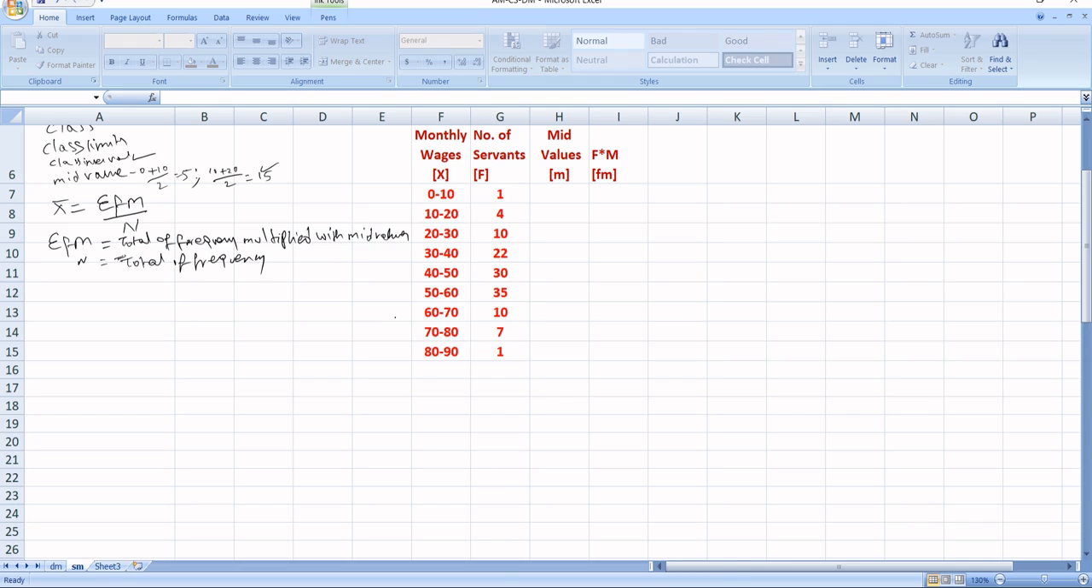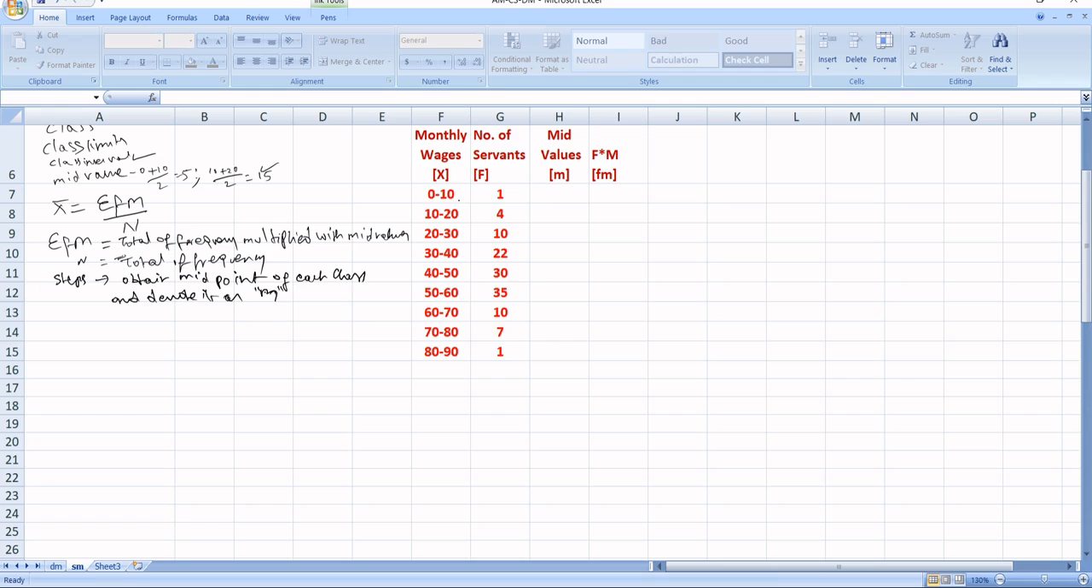Okay students, let me discuss the important steps to find out arithmetic mean in continuous series. Steps. Number 1 step is obtain midpoint of each class and denote it as m for midpoint or mid value. Okay, denote it as mid value.